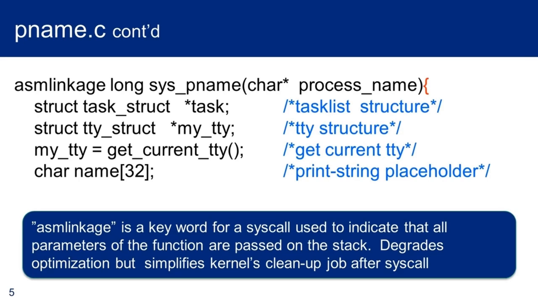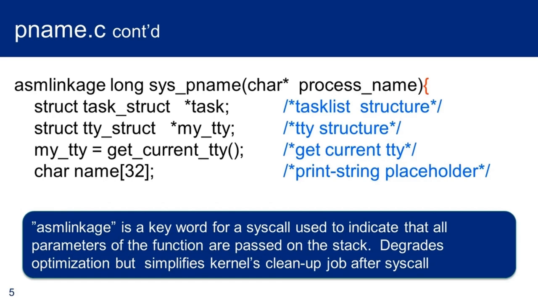This is the first part of our program. ASM linkage is a keyword for a system call that defines how parameters get passed. Notice that the name for the call starts off with sys_, which is important for keeping track of system calls. Also, the open bracket is not closed on this slide, but will be closed on the next slide at the end of the program.